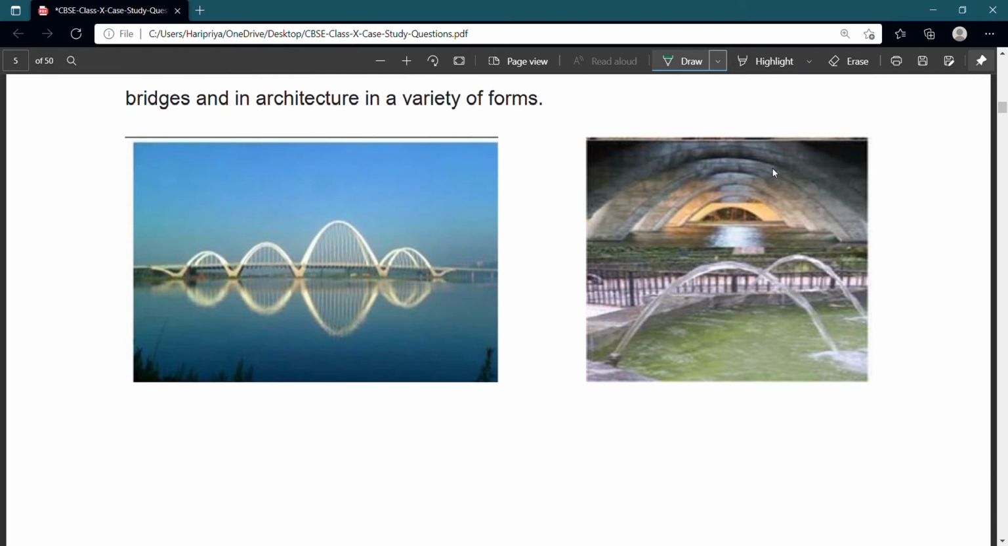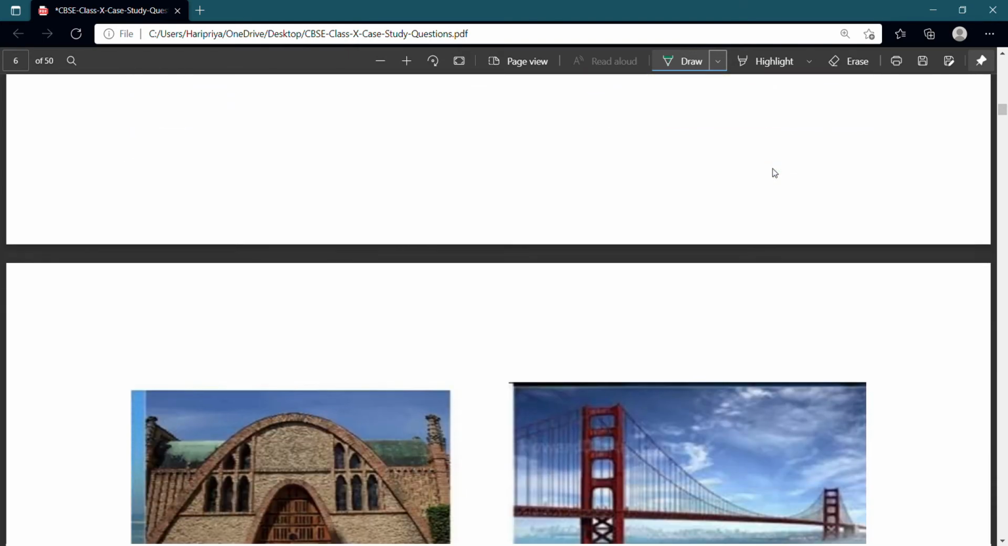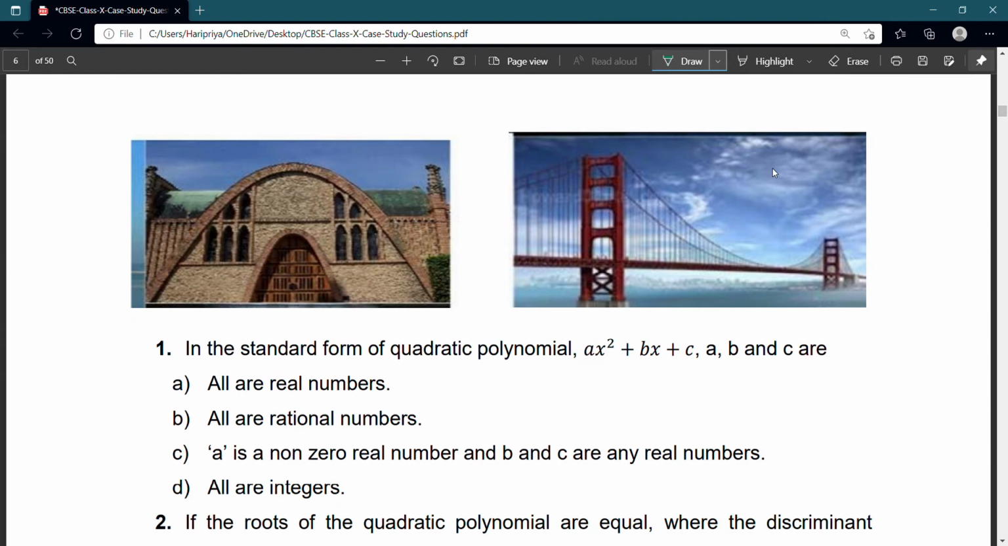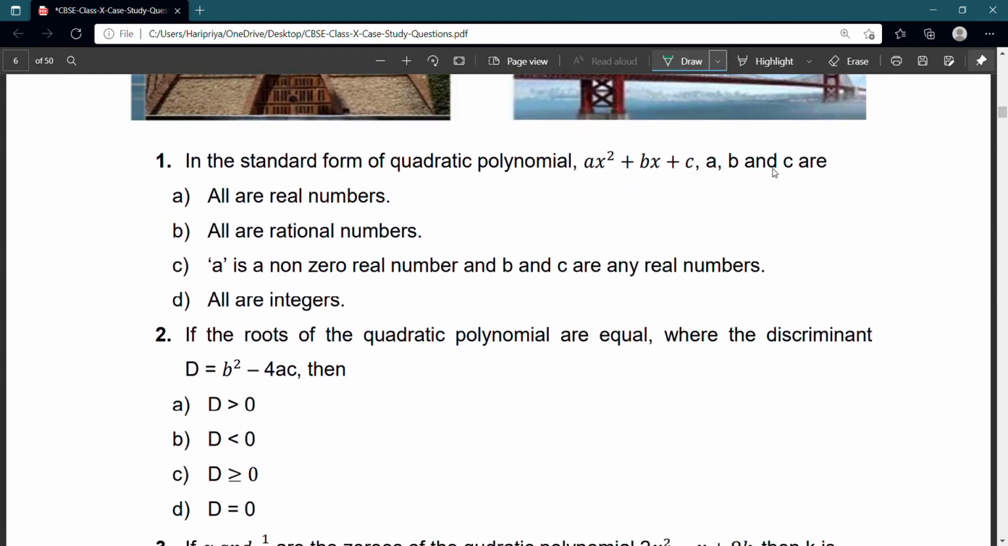So now we'll read out the questions. Based on this picture we're going to answer them. In the standard form of quadratic polynomial ax square plus bx plus c, a, b, c are... So they have given one quadratic polynomial of the form ax square plus bx plus c, where a, b, c are the coefficient of x square, the coefficient of x and the constant term. Either they are real numbers, or rational numbers, or a is a non-zero real number and b and c are any real numbers, or all integers.